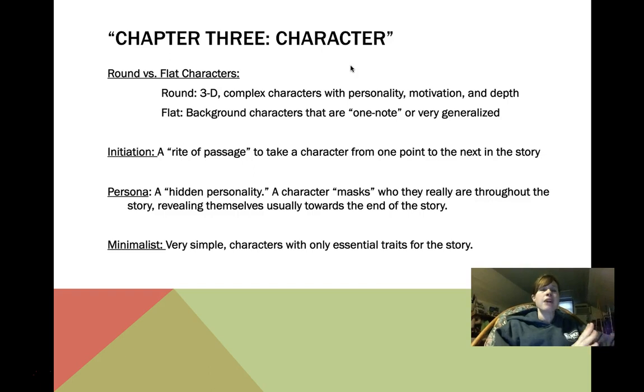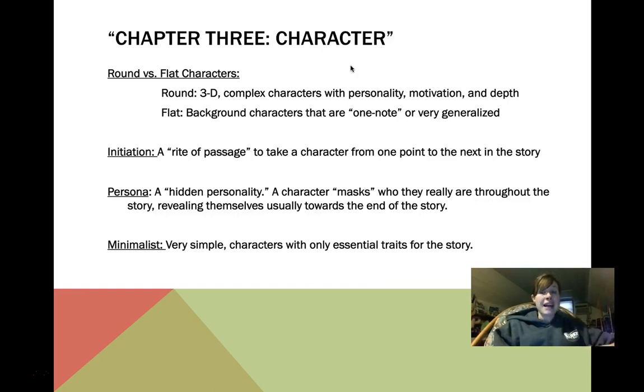And a lot of times a very good protagonist, which we'll talk about in a minute, will be a round character. So you want your main character in the story, or the main couple of characters, to be round, to have that kind of complexity to them where you can kind of see them as real people.